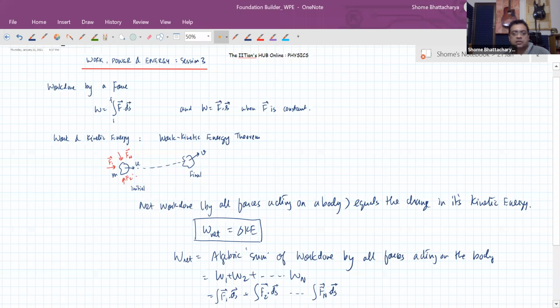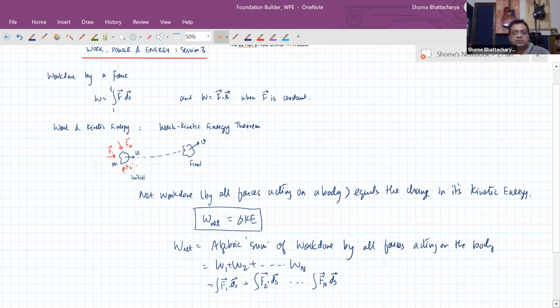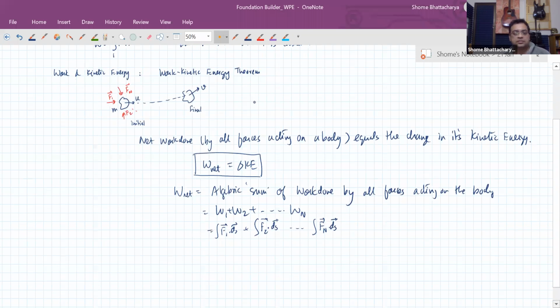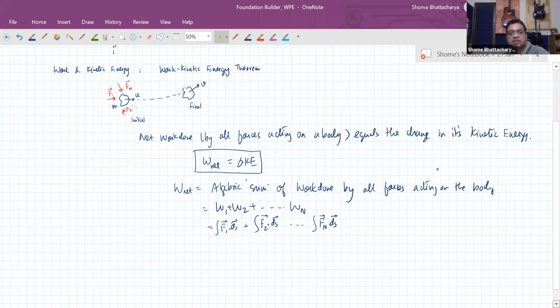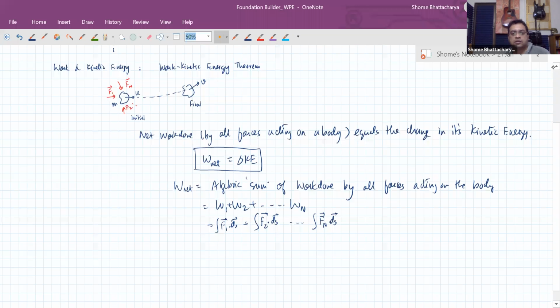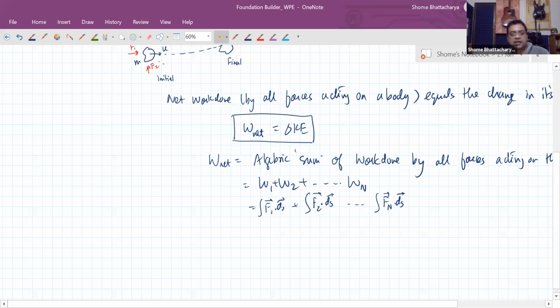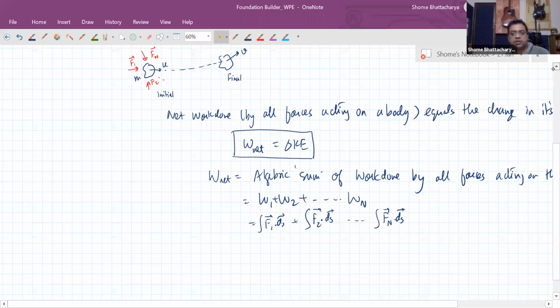So this earlier part, work done by a force, you've seen. Now just note down this section here. Then we'll understand the right hand side of the equation also, what is meant by the change in kinetic energy. So this is the relationship between work and kinetic energy.